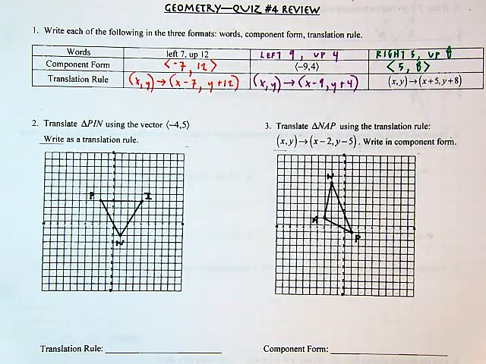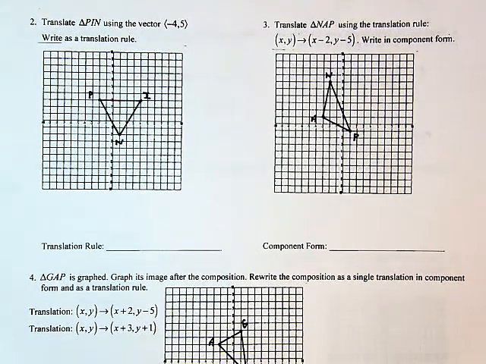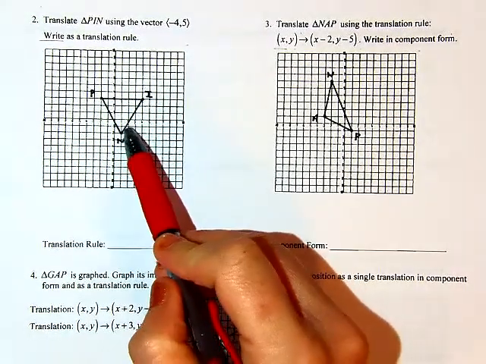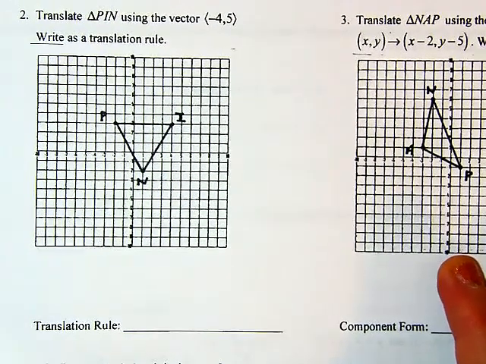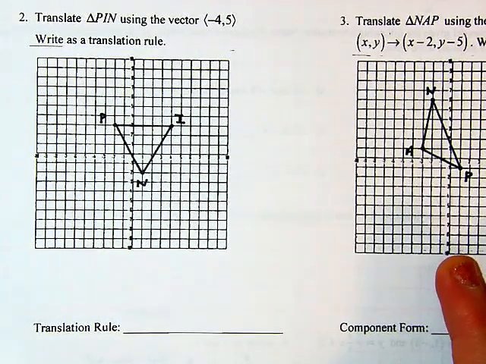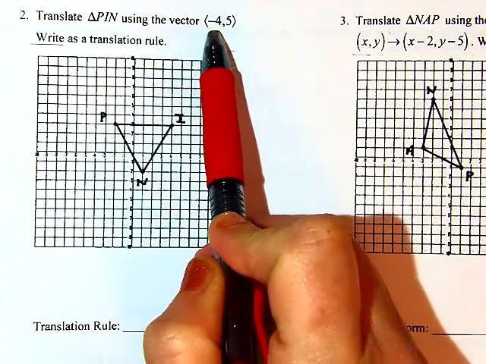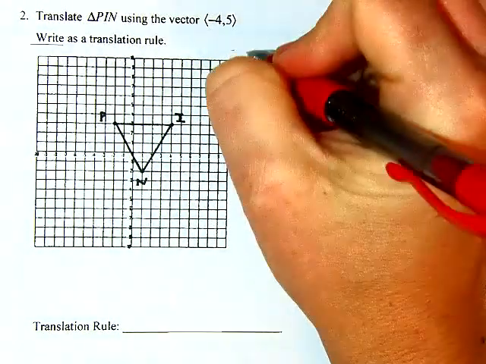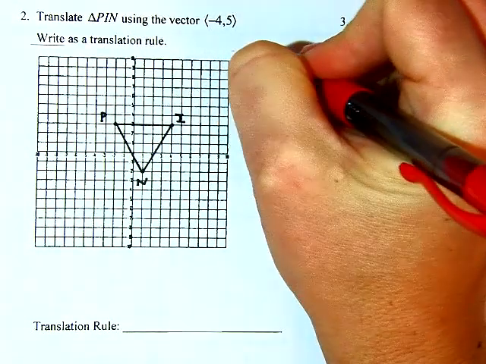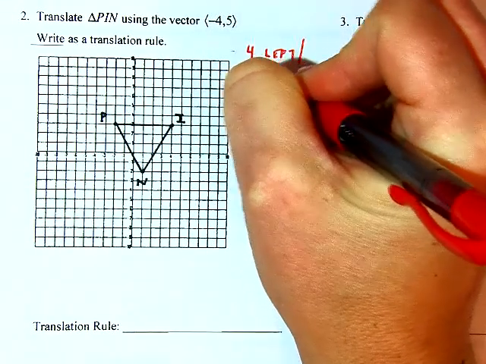Okay, next in problem 2, we're going to actually do the translation. Let me slide up just a little bit. So we're saying take this triangle that is graphed. Let me zoom in a little bit tighter so you can see that more clearly. So translate triangle PIN using this vector. So <-4, 5>. So it's telling us how to move it. It's saying, okay, we want to go 4 left, and then we want 5 up.